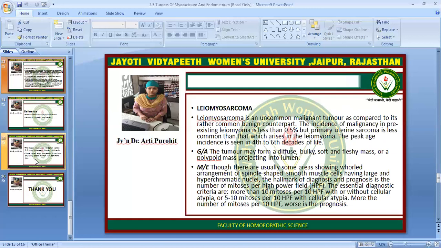In microscopic examination, though there are usually some areas showing whorled arrangement of spindle-shaped smooth muscle cells having large and hyperchromatic nuclei, the hallmark of diagnosis and prognosis is the number of mitoses per high power field. The essential diagnostic criteria are more than 10 mitoses per 10 high power fields with or without cellular atypia, or 5 to 10 mitoses per 10 high power fields with cellular atypia. The higher the number of mitoses per 10 high power fields, the worse is the prognosis.